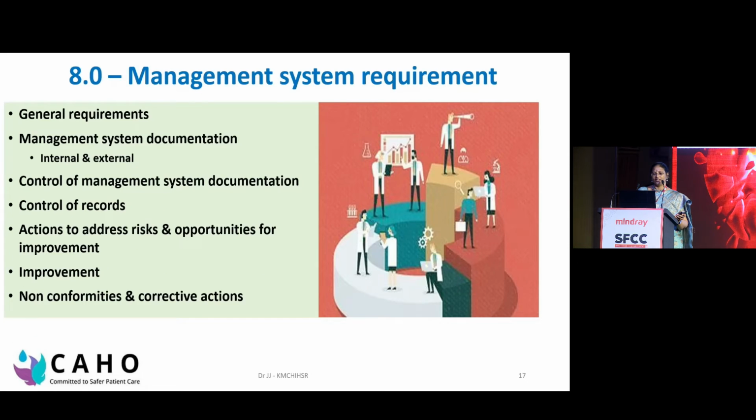The last one is the management system requirement, which used to be the quality management system, which now is under the general requirements. Then the management system documentation, including documenting all those which are internal and external. External includes maybe a regulatory requirement, the law, or anything from an external body that is applicable to the laboratory, which needs to be documented. It also clearly gives the control of records, all types of records, and how long you retain them, how you manage them, what you do with them later, and how you create them, all described in detail.